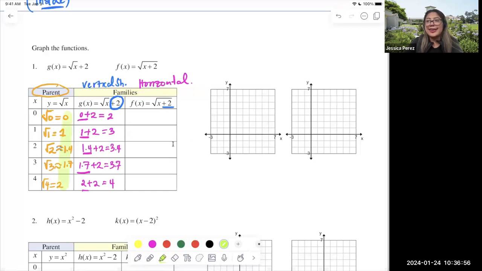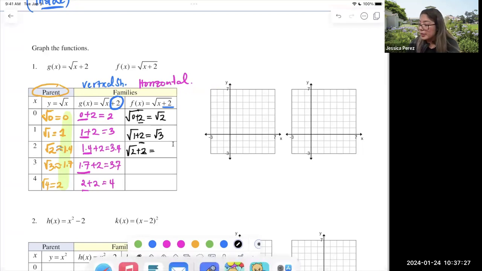Now what happens if I add it on the inside? That's going to reflect something different. I'm going to use the square root of 0 plus 2 on the inside. That's the square root of 2. The square root of 1 plus 2, that's the square root of 3. The square root of 2 plus 2, and I'm adding a plus 2 because that's what my function is telling me to do. That's the square root of 4, which is equal to 2.